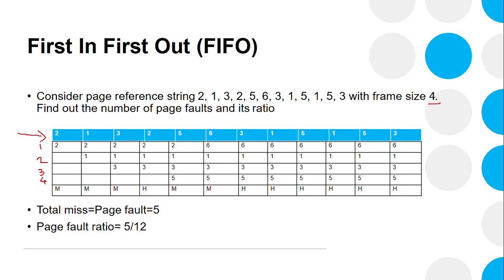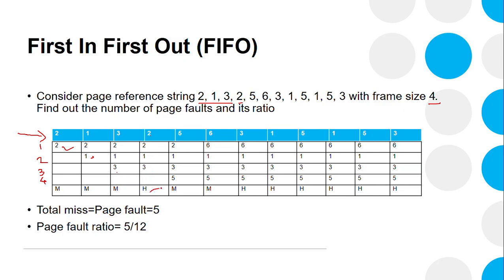Initially this complete table will be empty. So first string, that is 2. For 2 we have a space, we have done the allocation. Next string is 1. We have the space, we have done the allocation. Next string is 3. We have a space, we have done the allocation. Next number, so 2, 1, 3, that is over. Next is 2. So 2 is already there in the memory. We don't have to add 2 again. So that's why it is a hit.